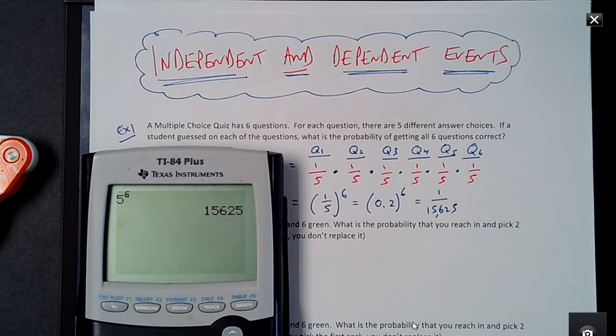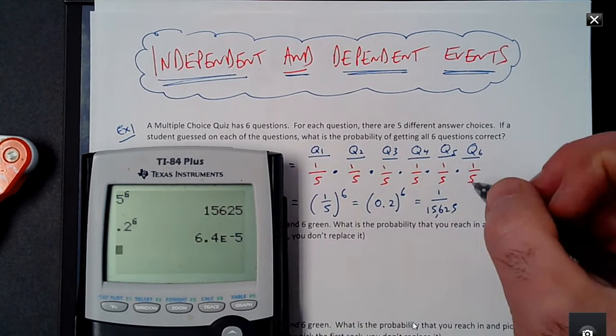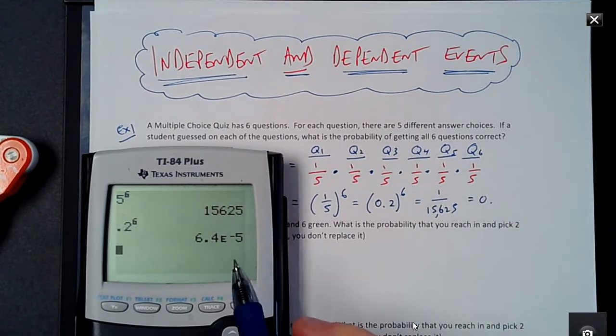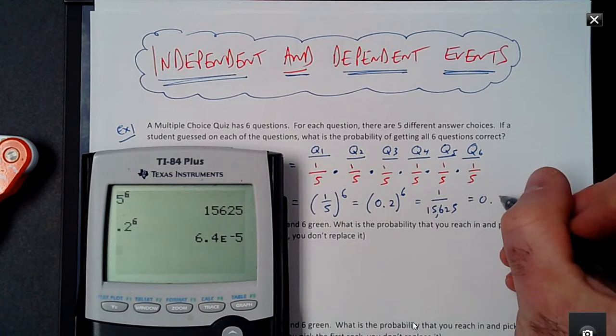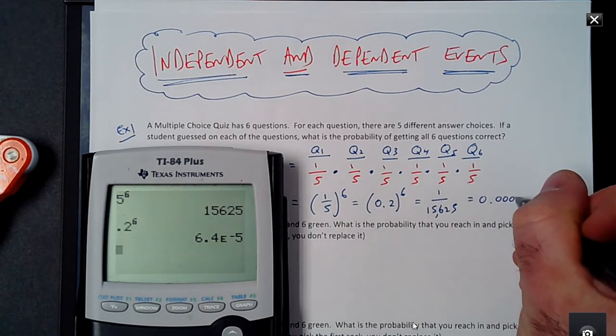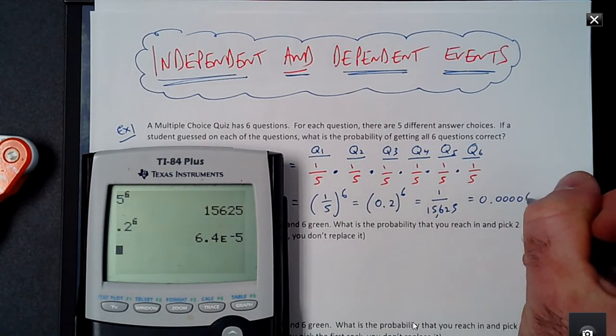You could also do the same thing as a decimal, 0.2 to the power 6, and that would give you this scientific notation here. So that just basically means that you move the decimal place 5 times to the left. So 0.1234, and then on the fifth one, 64.